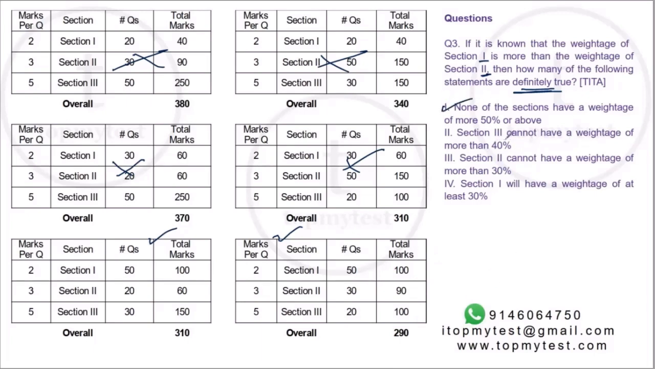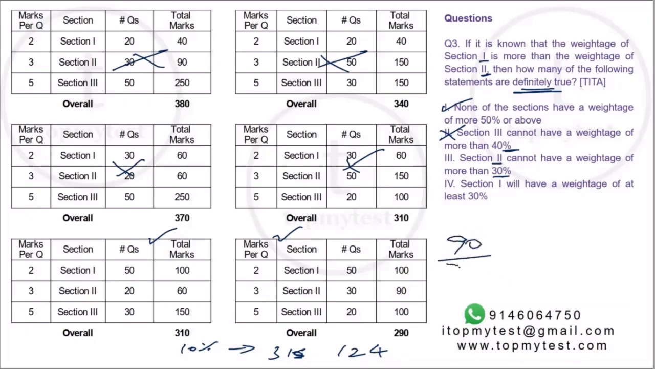Second statement, section 3 cannot have a weightage of more than 40%. Now this is false here. Right, 100% is 310, 10% will be 31, 40% will be 4 times 31, that is 124. But 150 is more than 124, so the weightage is more than 40%. So second statement is false. Third statement, section 2 cannot have a weightage of more than 30%. Now this will be false here.